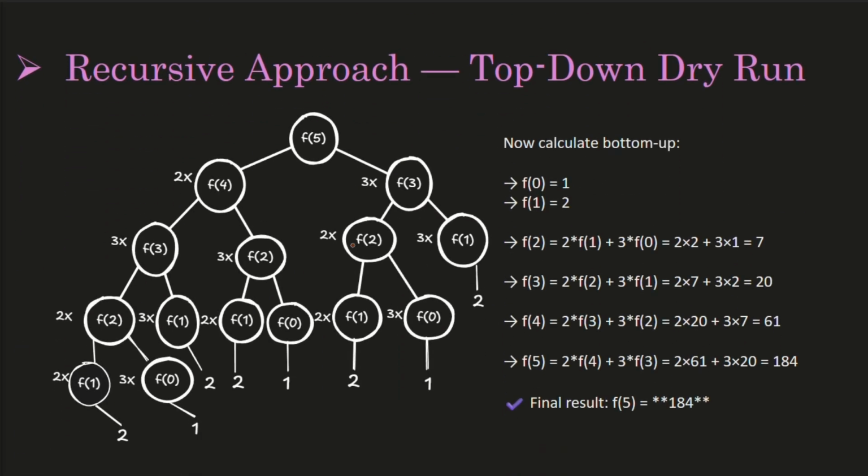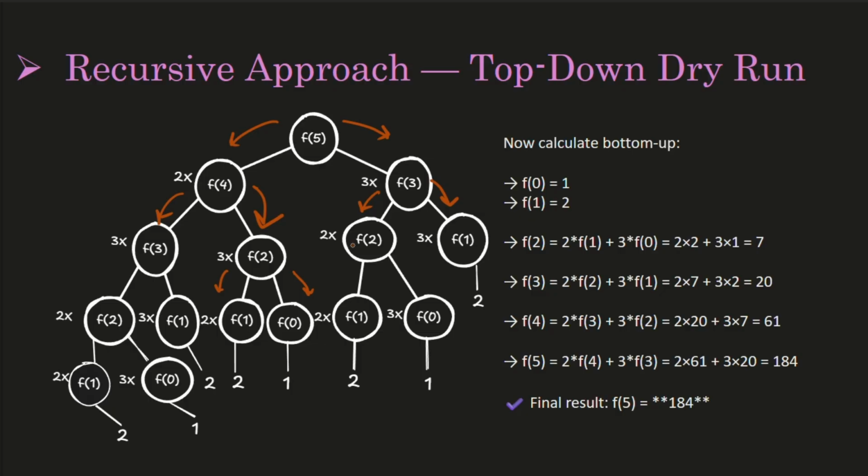Recursive approach, top-down dry run. Let's call f of 5 and break it down recursively. f of 5 equals 2 times f of 4 plus 3 times f of 3. f of 4 equals 2 times f of 3 plus 3 times f of 2. f of 3 equals 2 times f of 2 plus 3 times f of 1. f of 2 equals 2 times f of 1 plus 3 times f of 0.